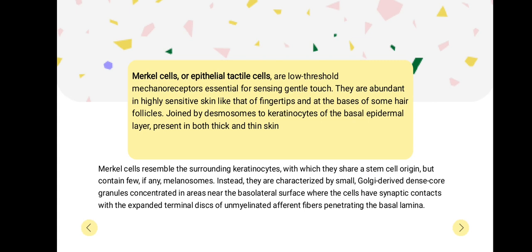So always remember that melanocytes are the pigment-producing epidermal cell type. When we say Langerhans cells, they are the antigen-presenting epidermal cell types. And when we say Merkel cells, they are the tactile epithelial cells. Melanocyte: pigment producing, the black or brown color of our skin. Langerhans cells: antigen presenting, immunity of the skin. Tactile epithelial cells: essential for sensing gentle touch, the sense of touch.